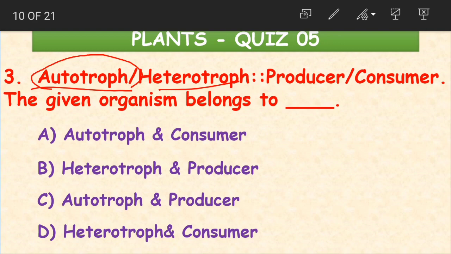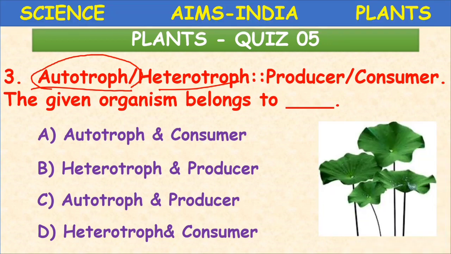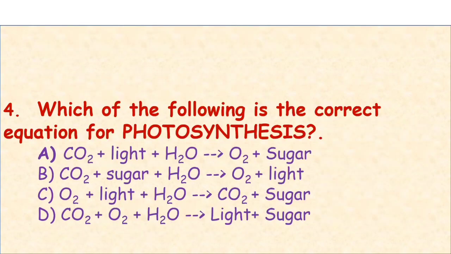Then what will be the correct option here? C. The C option is the correct answer here. Autotroph is a producer. Heterotroph is a consumer, but we have not learnt about heterotroph. So we'll take C, autotroph, as the correct answer. Okay, children? Now the fourth question.